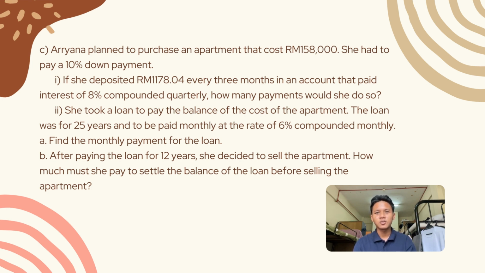Roman 2. She took a loan to pay the balance of the cost of the apartment. The loan was for 25 years and to be paid monthly at the rate of 6% compounded monthly. A. Find the monthly payment for the loan. B. After paying the loan for 12 years, she decided to sell the apartment. How much must she pay to settle the balance of the loan before selling the apartment?